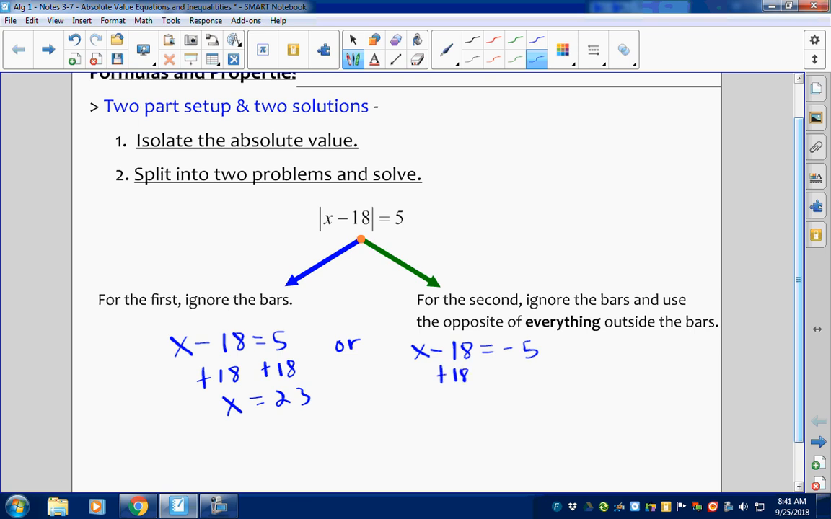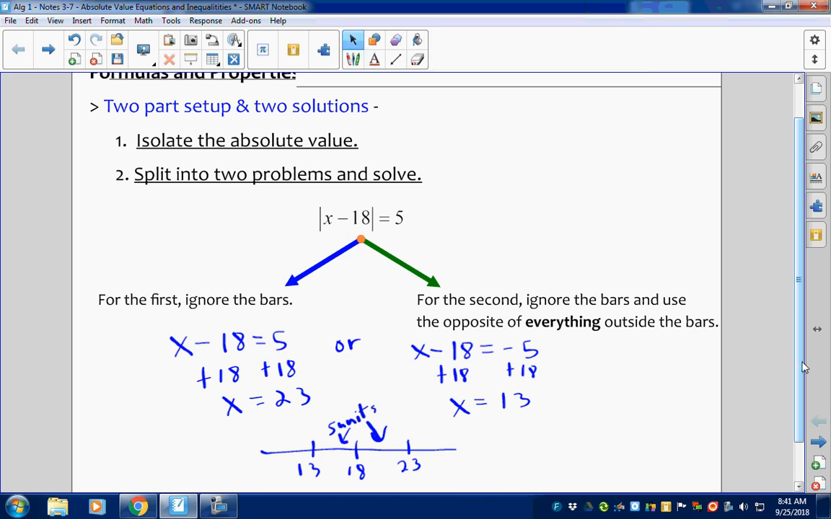Add 18. So x equals 13. So what we're saying is, if I had 18 right here in the middle, let's place 18 in the middle, there are two numbers that are 5 away from 18. They are 23 and 13. Each of them are 5 units away from 18. So if you think about absolute value as a distance away from a certain value, it makes sense that there are up to two solutions. There can be two solutions there.